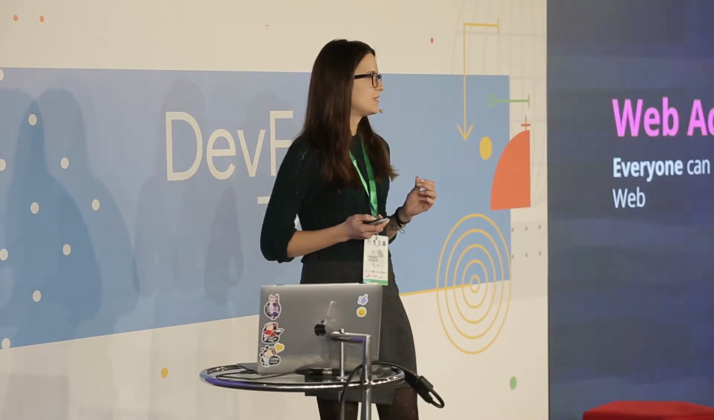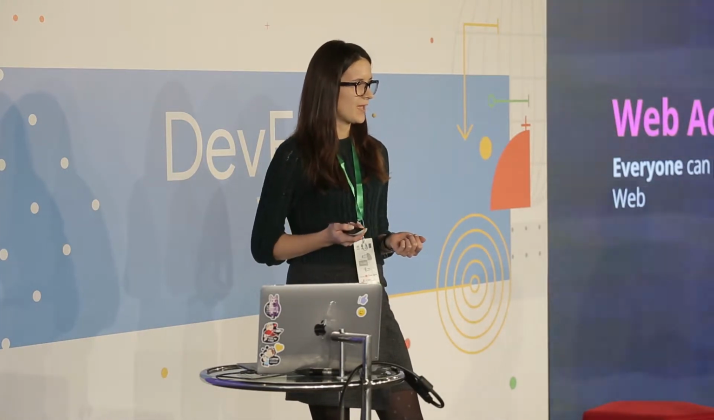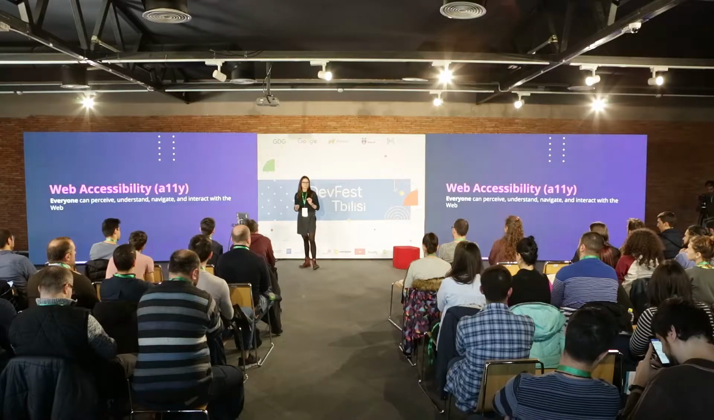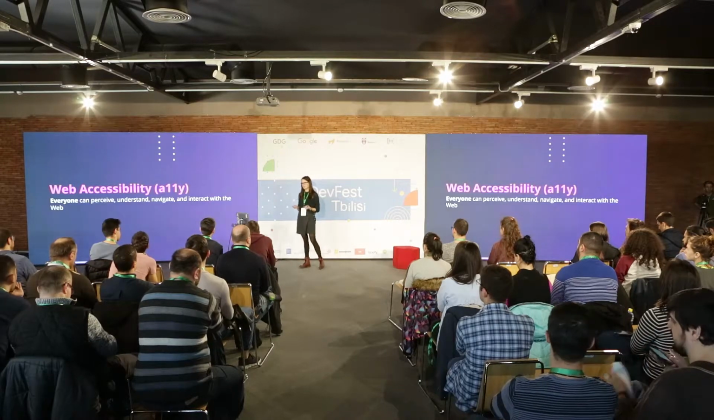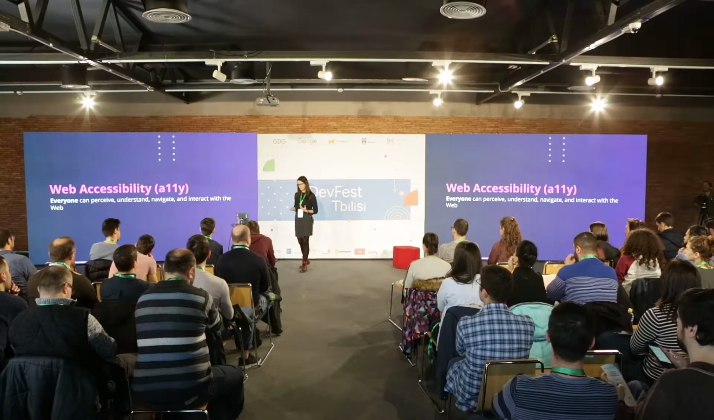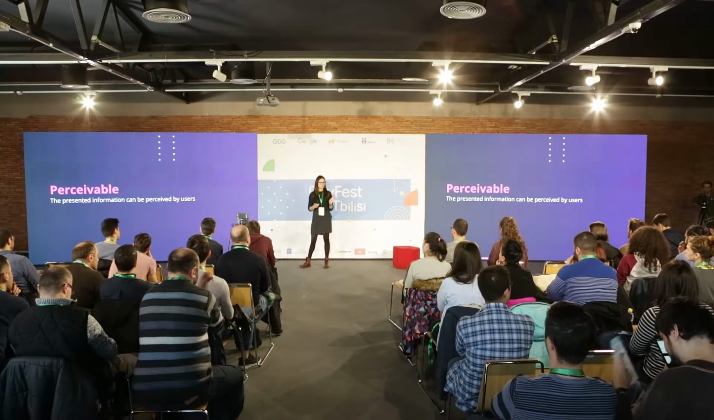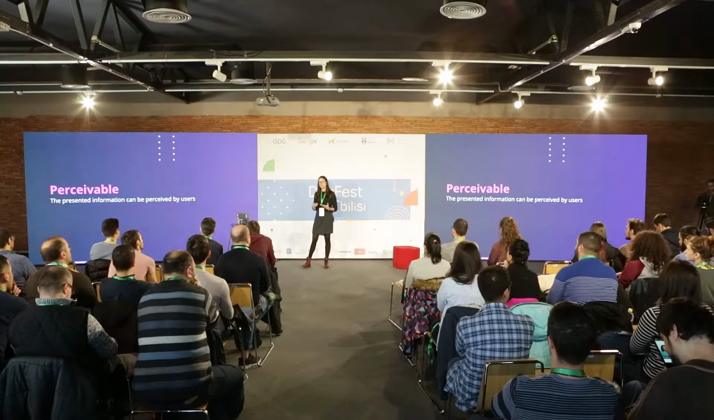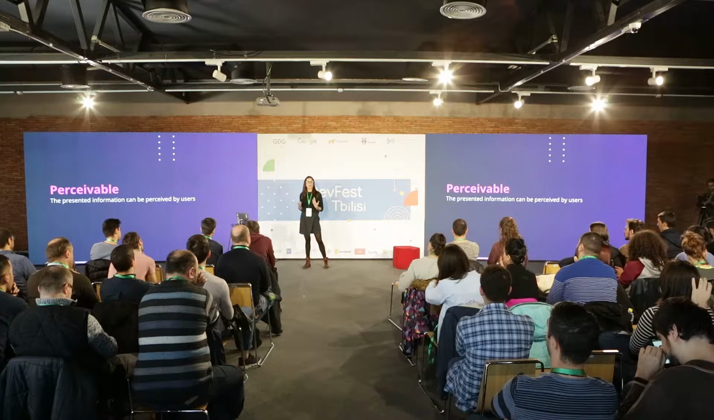And what is actually web accessibility? The original definition says that people with disabilities can perceive, understand, navigate, and interact with the web. But I slightly changed the definition: everyone can perceive, understand, navigate, and interact with the web. Web accessibility has four core principles. Perceivable: information displayed on the website should be perceivable no matter who your users are.